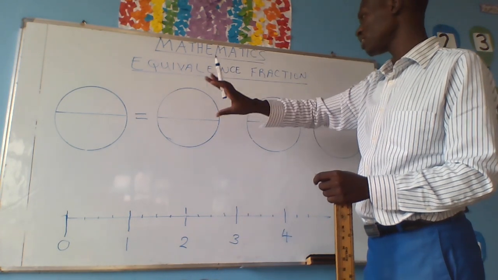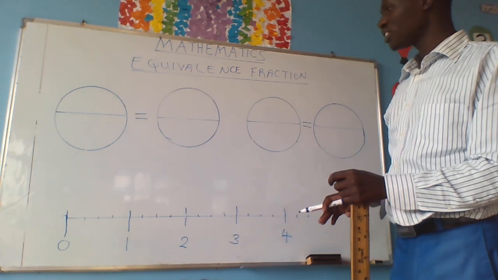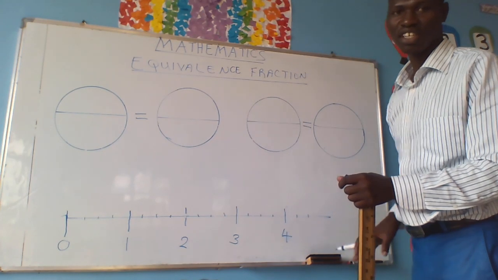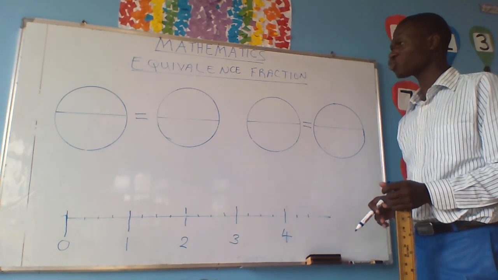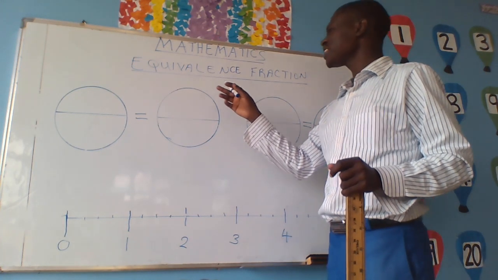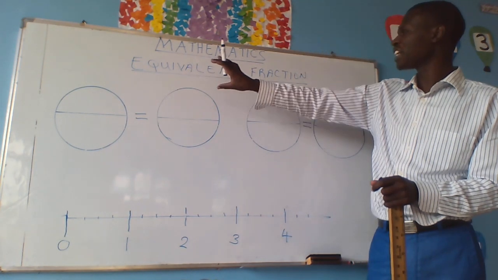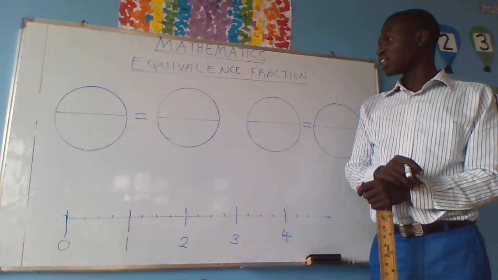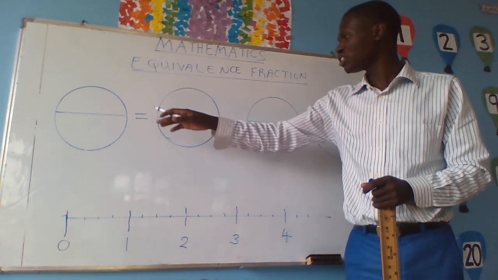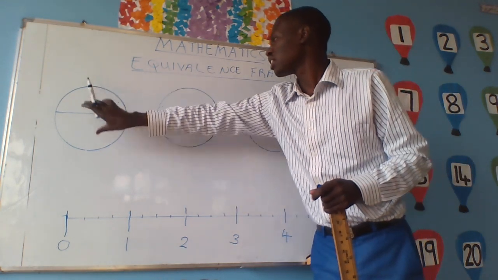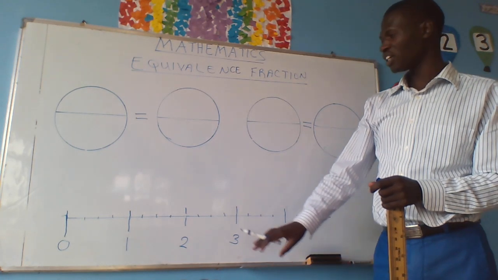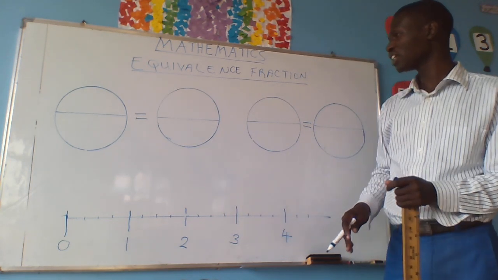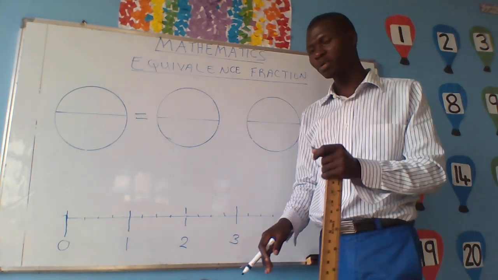It may be objects, numbers, or shapes. Any shape you know. Now, today we are going to see the simple way of finding this equivalence fraction. We are going to look at only two ways, by using shapes and by using numbering. Let us look at the first example.